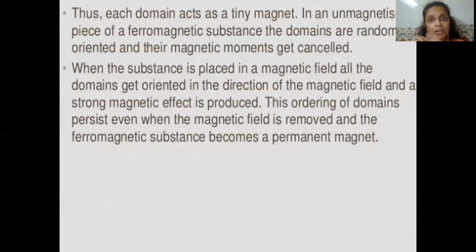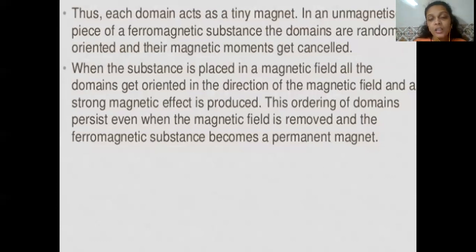In a paramagnetic substance, if we remove the magnetic field, they lose their magnetism. In ferro, that is not the case. If we remove the magnets, they will still show magnetism.